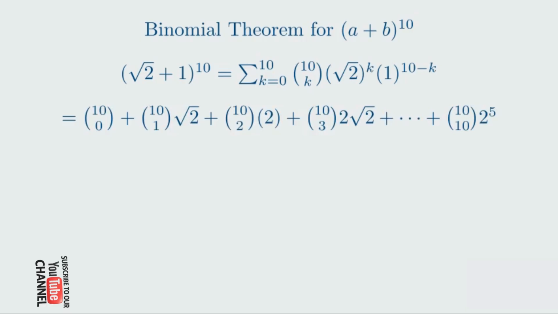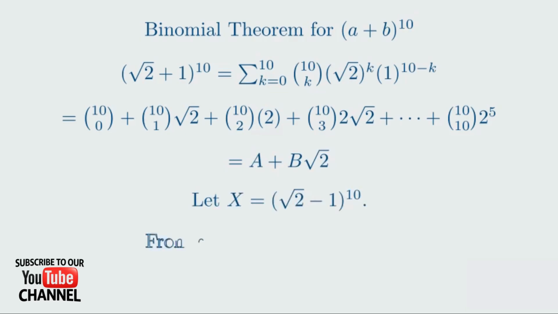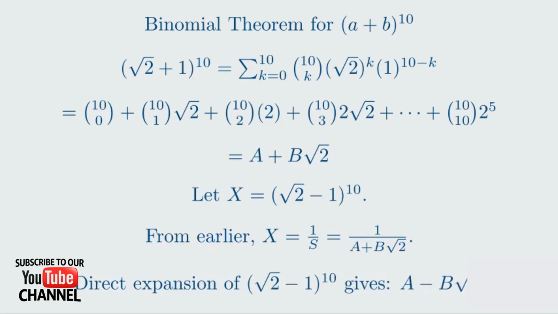The odd powers of square root of 2 will result in terms containing a square root of 2. The even powers will result in whole numbers. This gives us a result that looks like a plus b times square root of 2. Let's call this entire result s. This means that our desired expression, x, which is square root of 2 minus 1 to the 10th, is the reciprocal of s. By applying the binomial theorem to square root of 2 minus 1 to the 10th directly, a very similar expansion results, but the signs alternate. This leads to x being equal to a minus b times square root of 2.